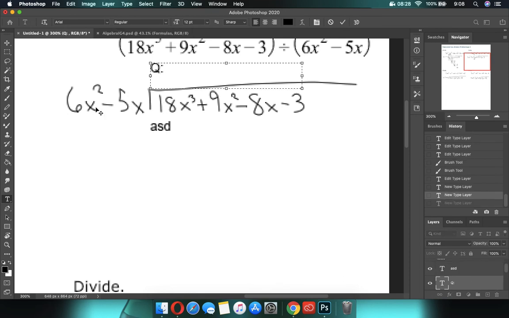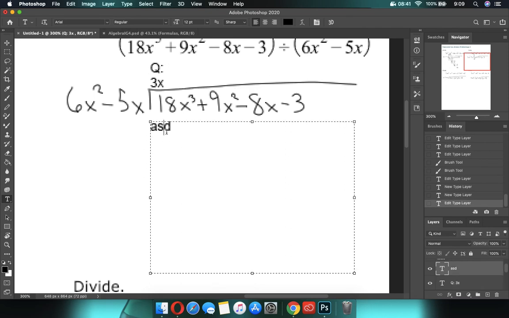We need 6x squared to look like 18x cubed. 6 times what is 18? 3. X squared times what is x cubed? X. Okay, not so bad, relatively painless. So 3x times 6x is 18. X times x squared is x cubed. That's what we wanted. And now what do we have? We have 3x times 5x. So that's 15x squared. That mostly lines up.